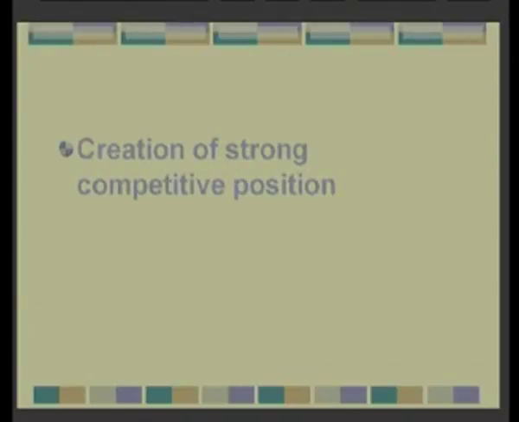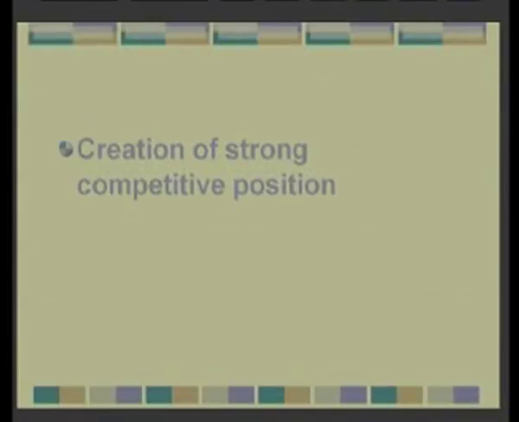Then creation of a strong competitive position. Only when you have done your SWOT analysis earlier, you will be in a position to really create a strong competitive position, because how do you really settle yourself in this market of competition. So you have to design all that in terms of your thinking, your analysis and so on.